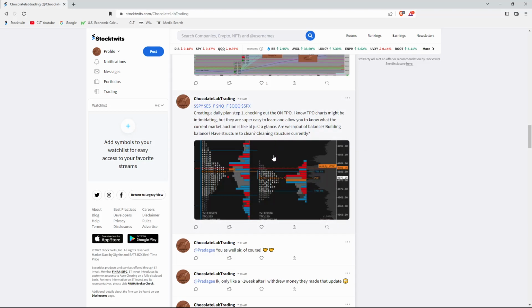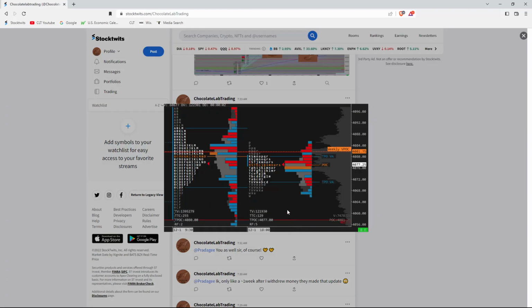But step one. Checking out the overnight TPO. This is where I start my day every morning when I get to the office. I want to see what the overnight session did, and I use the TPO. So TPO charts, time price opportunity charts, market profile charts, whatever you like to call them. Each of these that I have circled, these are market profiles.